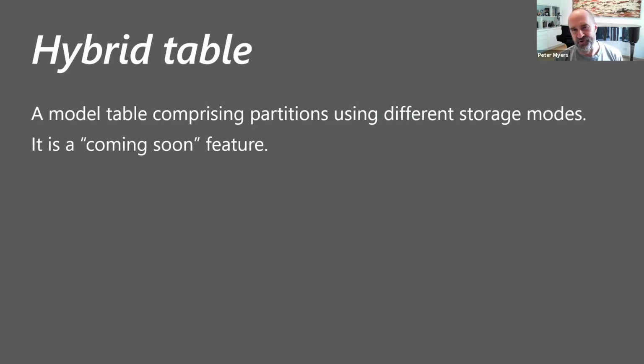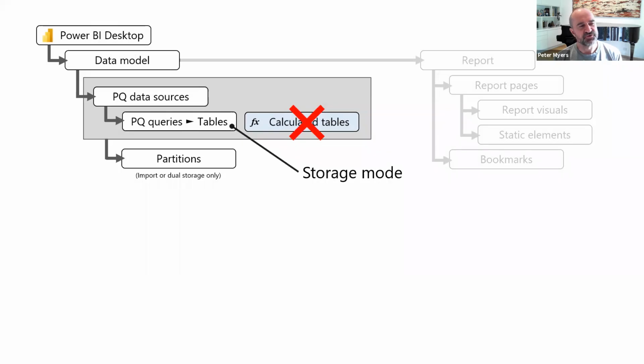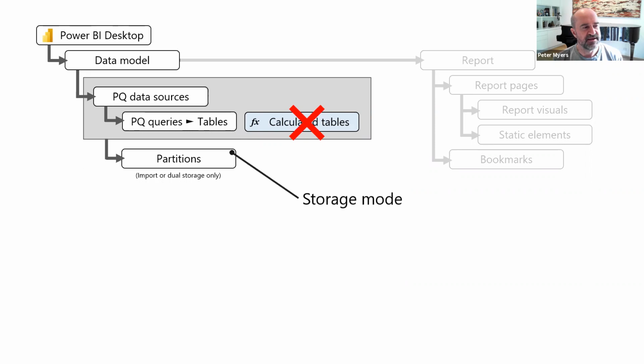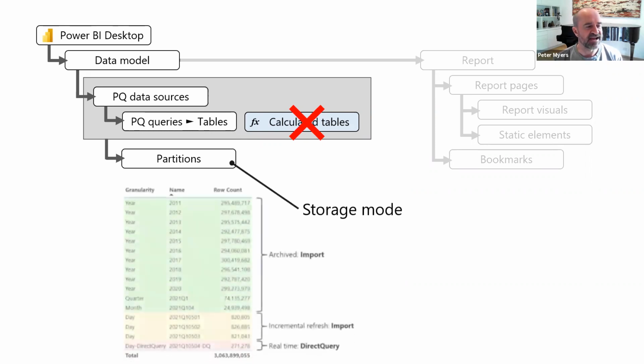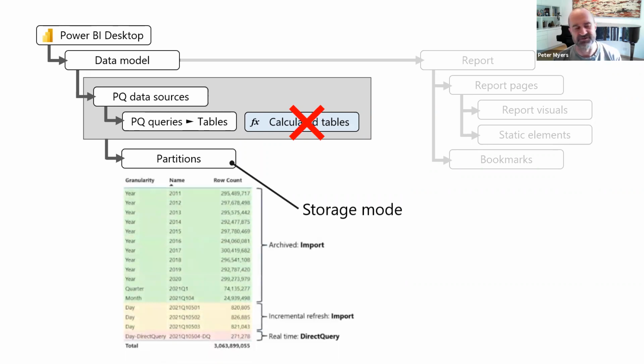Now, a very new term that we added recently is hybrid table. This is very, very interesting, and it's a coming soon feature, which means it's on Microsoft's roadmap. It's been announced, but there is no preview capability, not yet anyway. What it means is this: that storage mode that I introduced to you as a table level property now becomes a partition level property, which means that a table can have partitions with mixed storage modes.